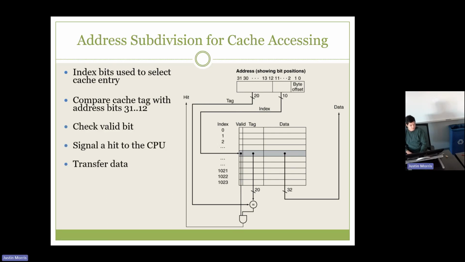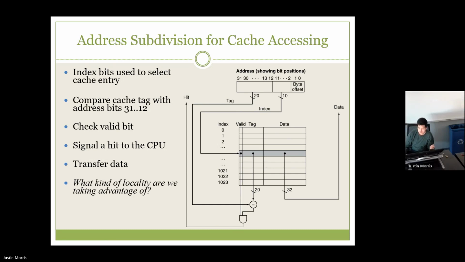And we already talked about this. All right, this is a good question. What kind of locality are we taking advantage of with this specific cache? Again, what are my two types? Temporal and spatial. Okay. So let's maybe just answer one of them at a time. Are we taking advantage of temporal locality with this cache?